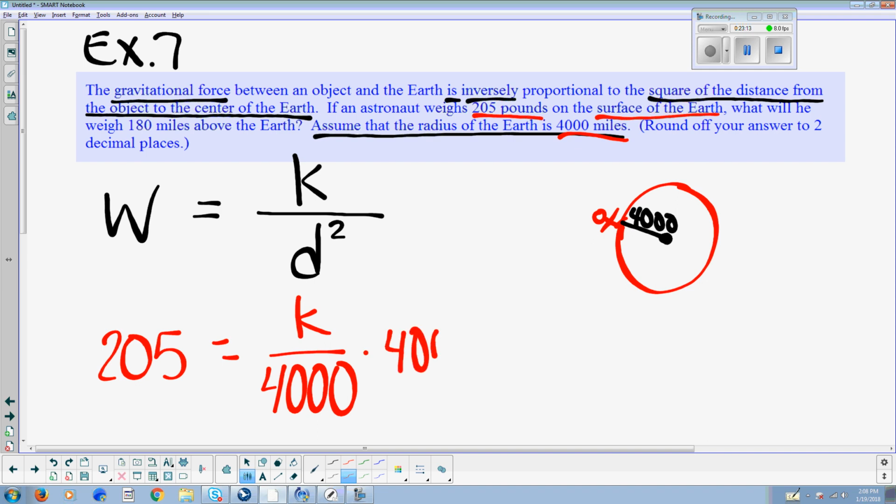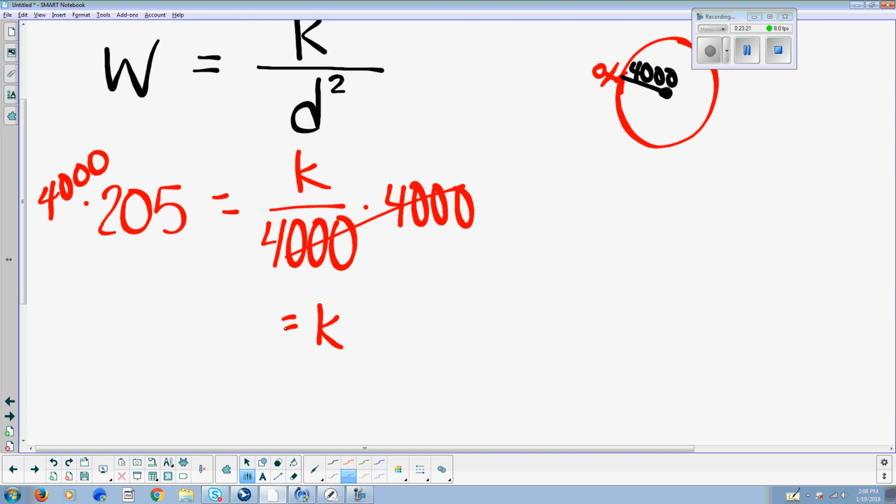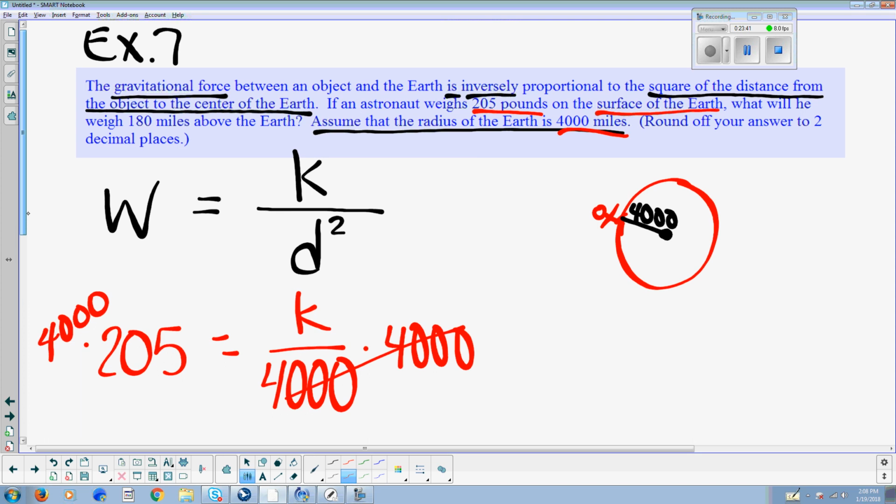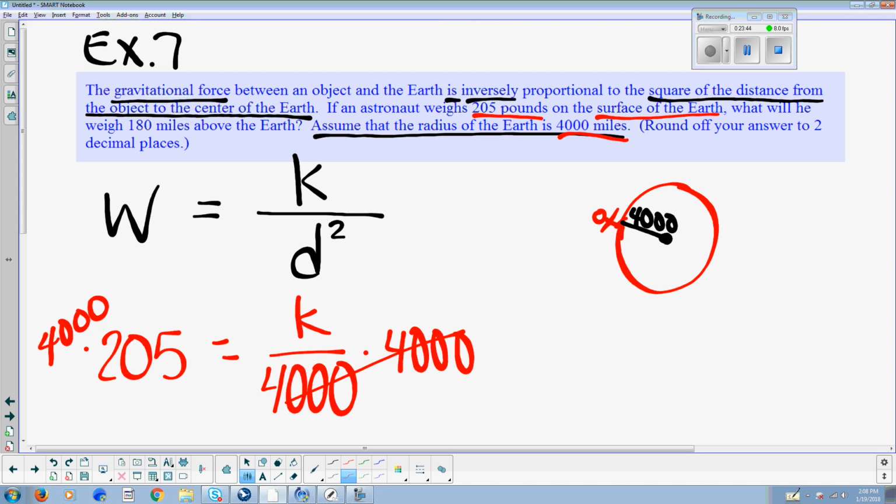So I'm going to multiply by 4,000 on both sides. So we got 4,000 times 205, which is 820,000. There's our constant of variation that we're going to use. Now, the second part of the question says, if an astronaut weighs 205 pounds on the surface, what will he weigh 180 miles above the Earth?